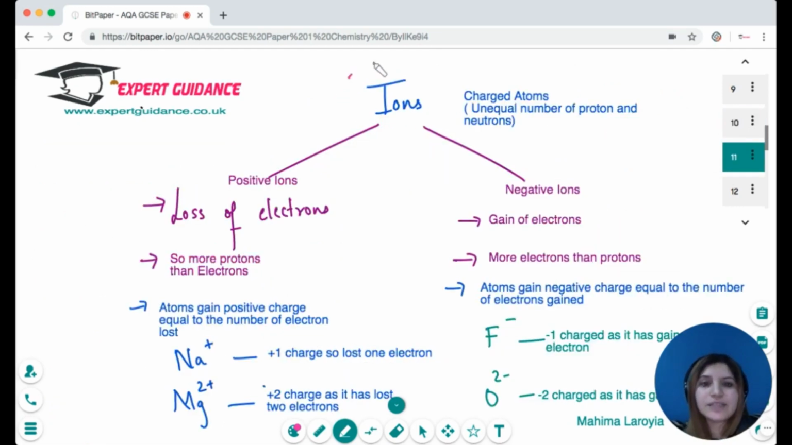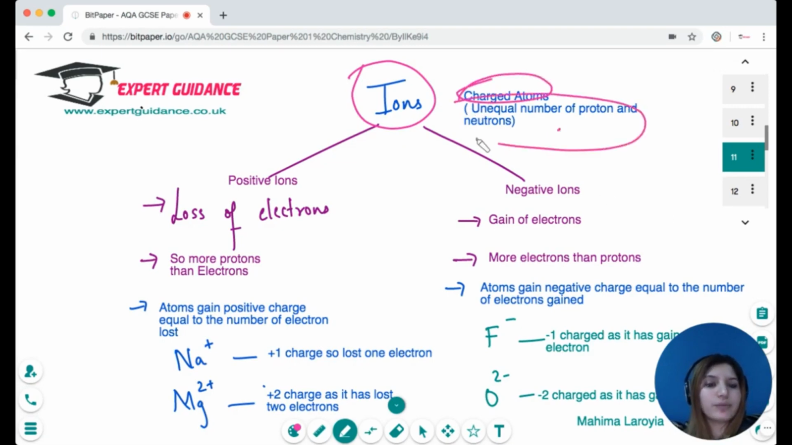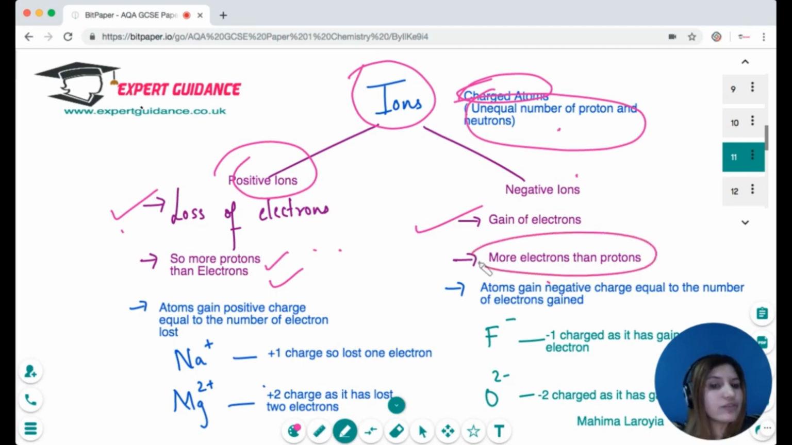Now let us move on to what are ions. Ions are charged atoms. Charged atom means they have an unequal number of protons and electrons. And how does this unequal number arise? Either by loss of electrons or gain of electrons. If any atom loses an electron, it will have more protons than electrons, therefore it will get a positive charge. And if any element gains an electron, it means it will have more electrons than protons. An atom that gains an electron will get a negative charge.